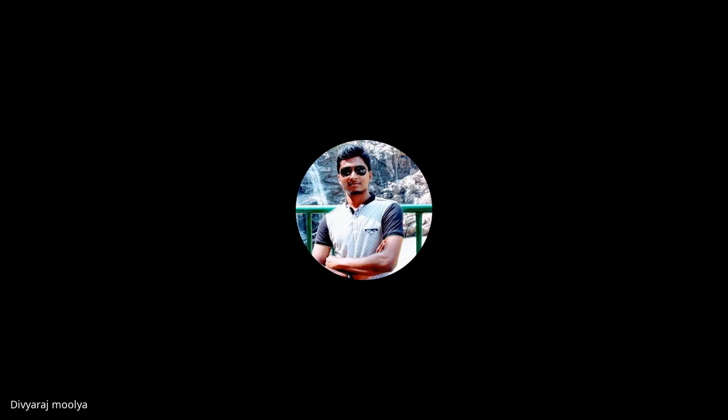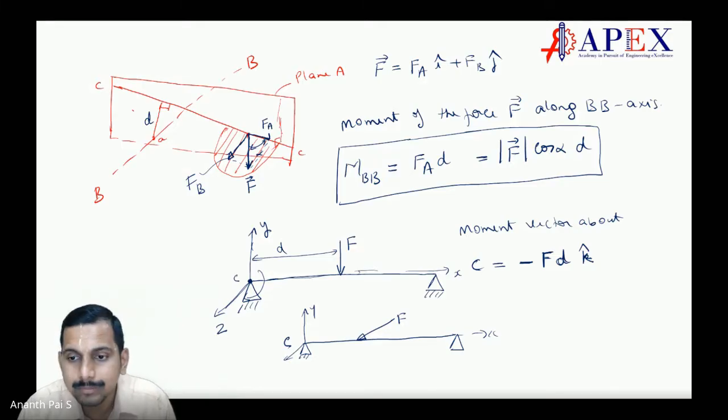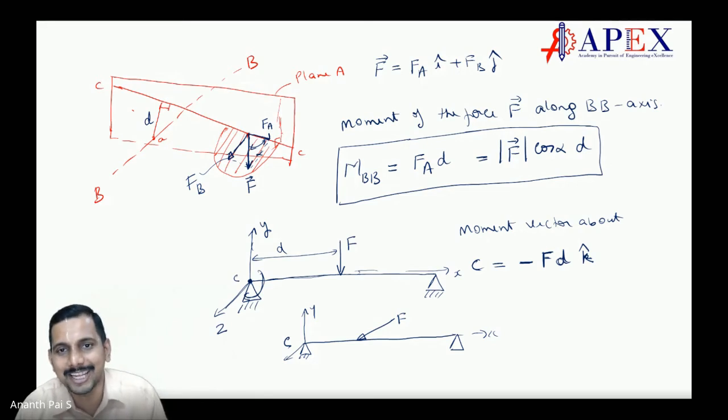So it is minus FDJ cap, right? No. Why no? Why is it k cap? Cross product. Cross product, very important. It's a cross product, correct?